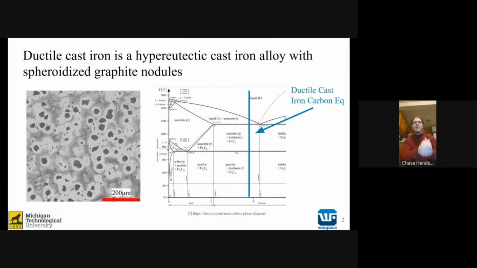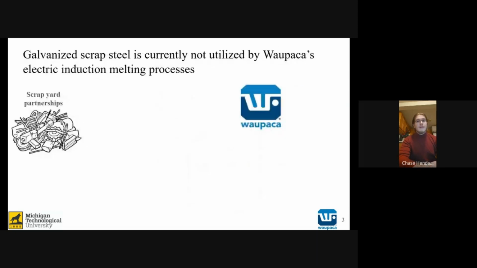So, to give a little bit of background, ductile iron is a hypereutectic cast iron alloy with spheroidized graphite nodules. The black bits being the graphite, the white around it, the ferrite, and the darker phase, the perlite. This is typically on the iron phase diagram, around 3 to 4 weight% carbon. This is a product that Wapaka creates.